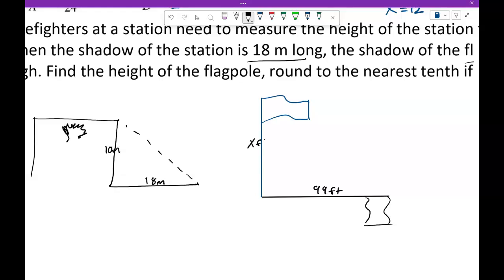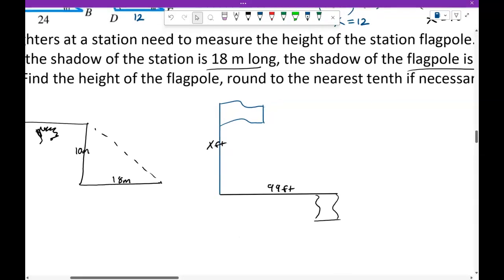But we need to find the amount of feet for the flagpole. Now, the units aren't going to make that much of a difference in the proportion, but we do have to pay attention to the units that we're using for the flagpole. Since the shadow is in feet, our flagpole is going to be in feet. Since the meters are consistent for the fire station, we'll leave those.